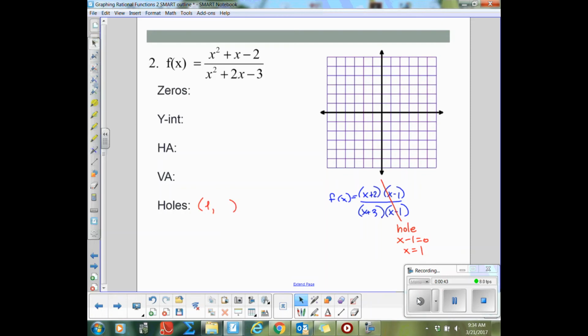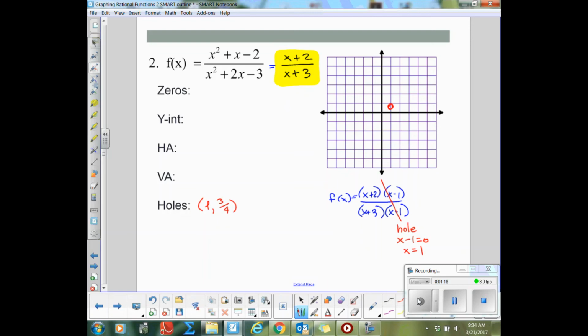To figure out what it is, we want to use the simplified rational expression. So we will plug a 1 into that simplified function and end up with a hole at the ordered pair 1, 3/4. Kind of right there. It's hard to graph a point accurately on this smartboard.